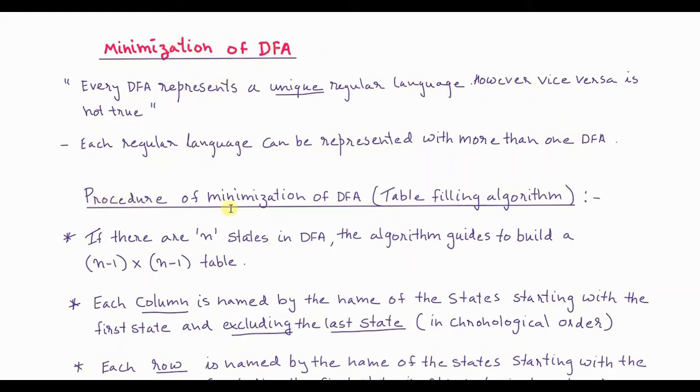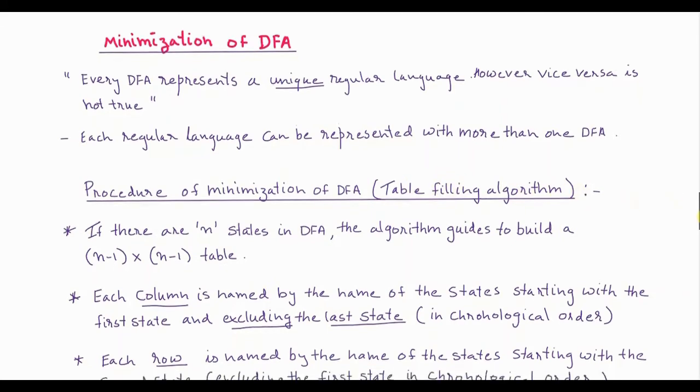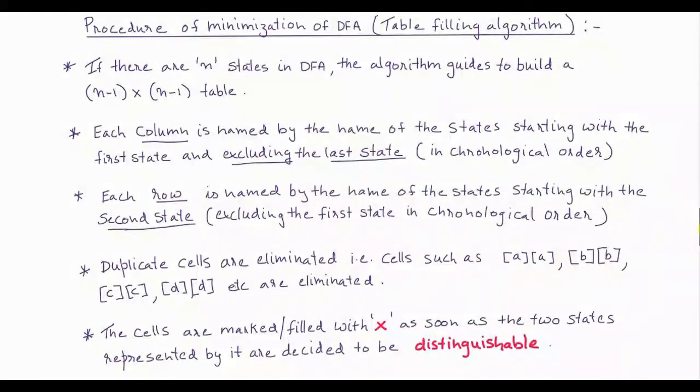Now next we are going to see the procedure of minimization of DFA. This algorithm is also called the table filling algorithm. The procedure is very simple. Today we are going to see the procedure, and because the problem is complicated, in the next lecture we are going to solve a problem on this. Now, what's the procedure of minimization of DFA?